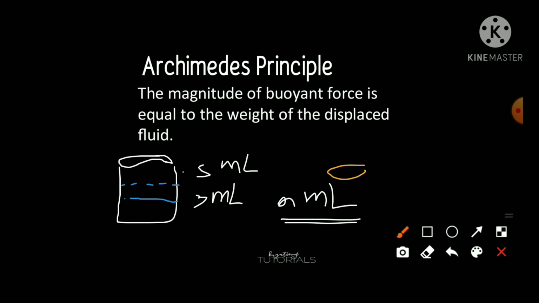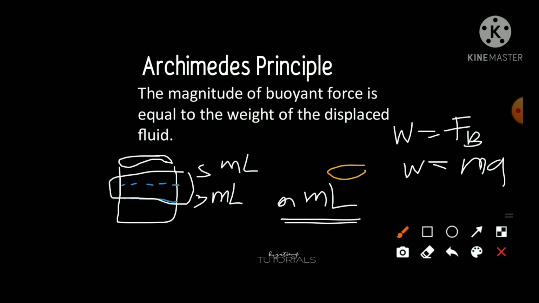So, if we are going to measure the weight of this displaced water, we can get the magnitude of the buoyant force. Now, in getting the weight, remember that the weight of the displaced fluid is equal to the buoyant force. Remember that weight is equal to mass times gravitational acceleration, right? Which is 9.8 meters per second squared. That is why we are going to use the formula of density. How come the formula of density is included in here?